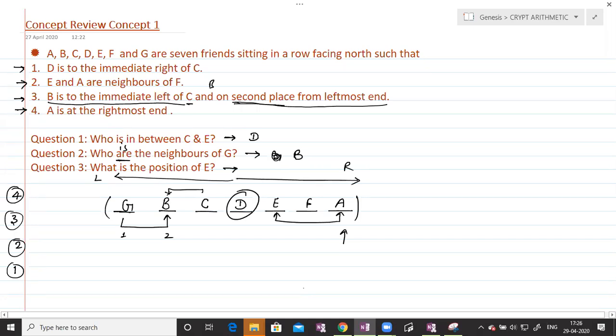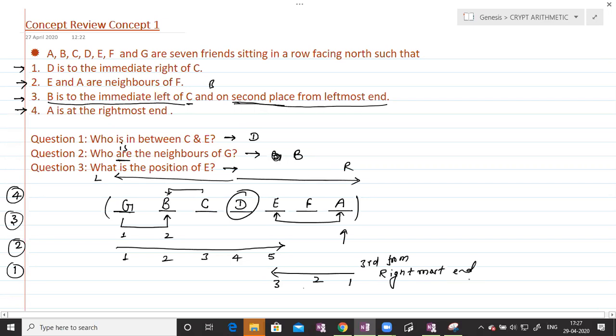Third one. What is the position of E? Now, the position of E depends on the option. It can be, this is the 1, 2, 3, 4, 5. So I can say fifth from the left end, or also possible 1, 2, 3, also I can say third from the right end. The options that are possible, yes, wonderful. Third from the rightmost end, and or the fifth from the leftmost end.